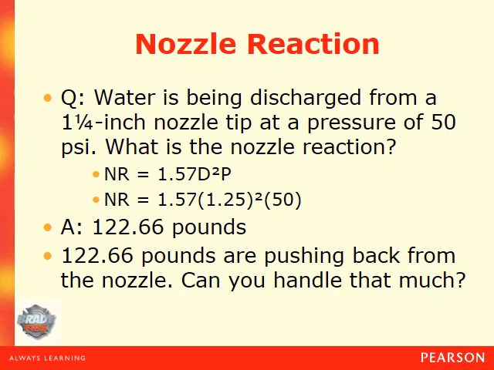So the question: what is being discharged from a 1.25 inch nozzle tip at a pressure of 50 psi? What is the nozzle reaction? So we take 1.57 times our diameter squared, which is our tip. Diameter is the tip, so that's 1.25, as seen here. 1.25 times 1.25, and then you multiply that by 50, and you get 122.66 pounds of pressure that is going to be pushing back on the firefighter. So the question is, can you handle that much pressure?